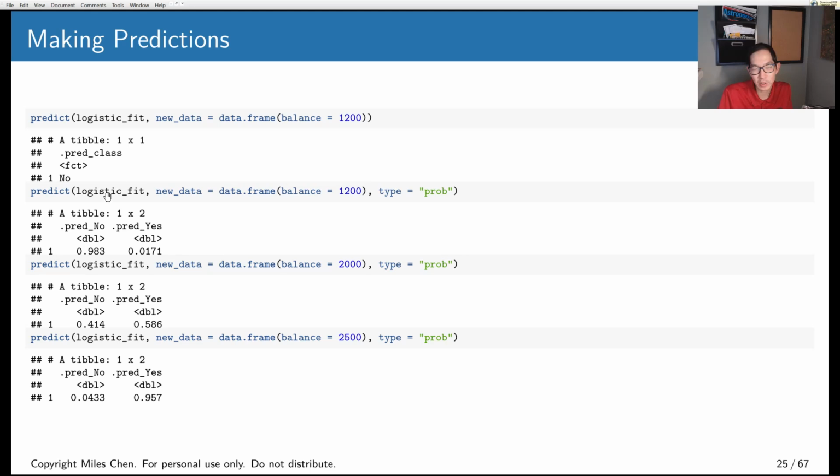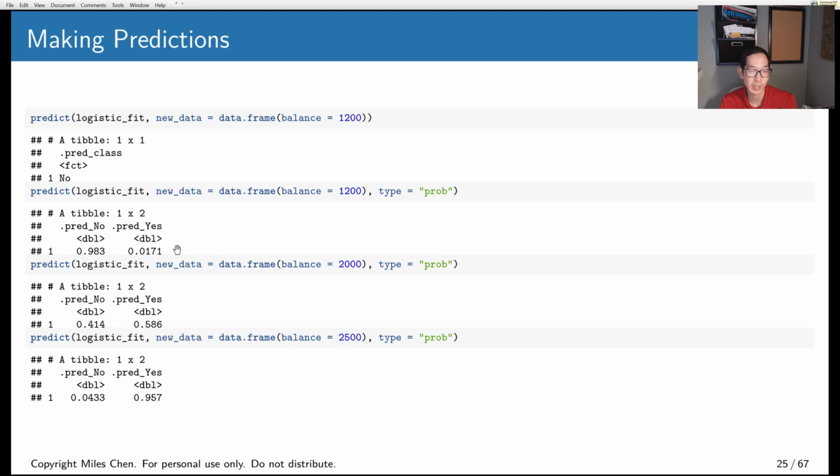When you have something like a logistic regression fit, you can change the type of prediction to, say, a probability. So I can ask, what is the probability of defaulting when the balance is 1200? Here it says the probability of no is 98%, and the probability of yes is 0.017, so a little under 2%.